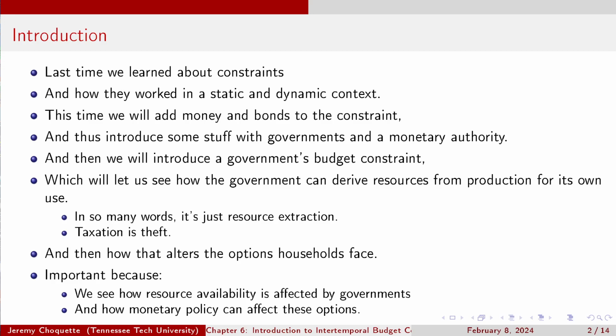Why is this stuff important? Well, we're going to see how resource availability is affected by governments and how monetary policy can also be affecting these options, not just for the household, but also for the government.